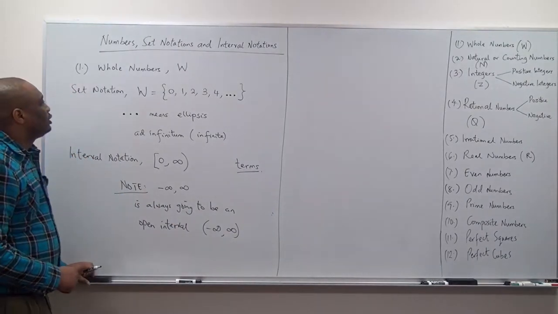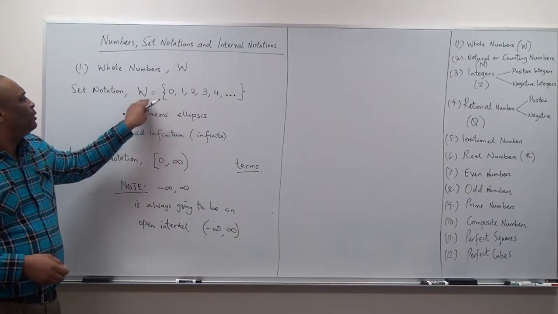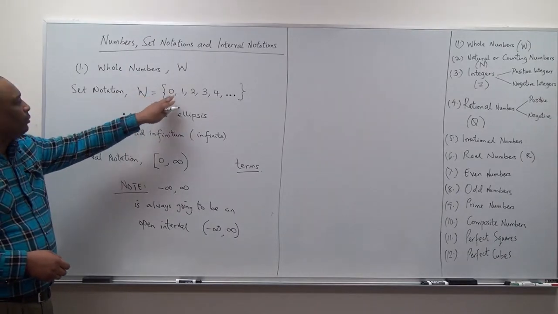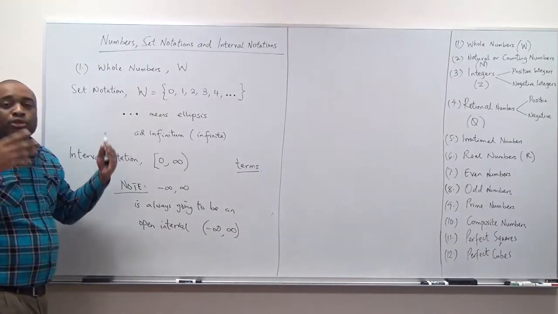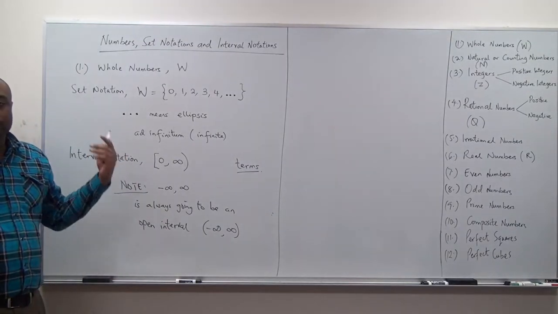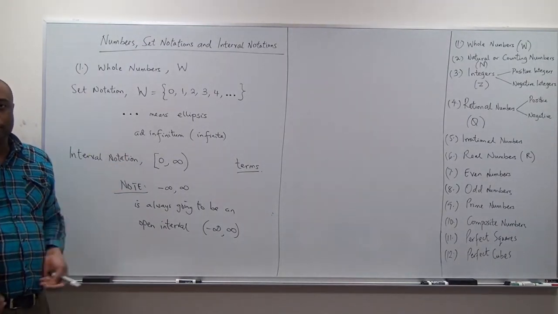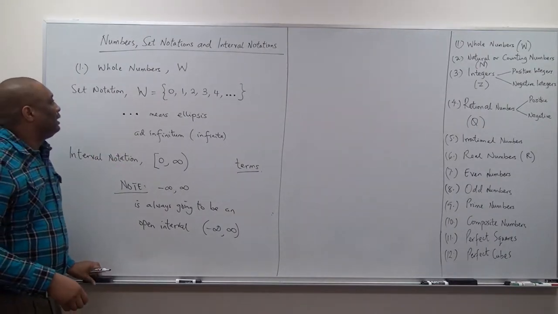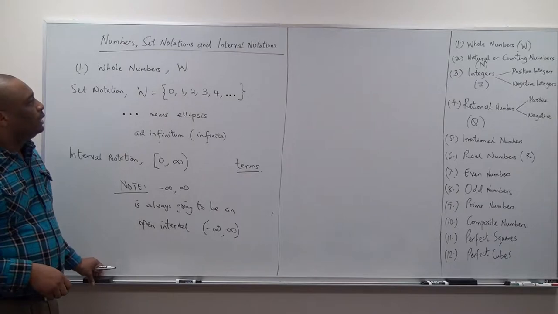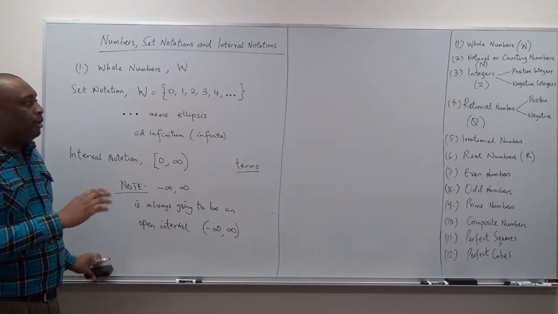All right, so if we have to list the examples of whole numbers, anything from 0 to infinity: 2, 5, 7, 10, 11, 200, 1,000, and it goes on and on and on. So I guess we are done with whole numbers.